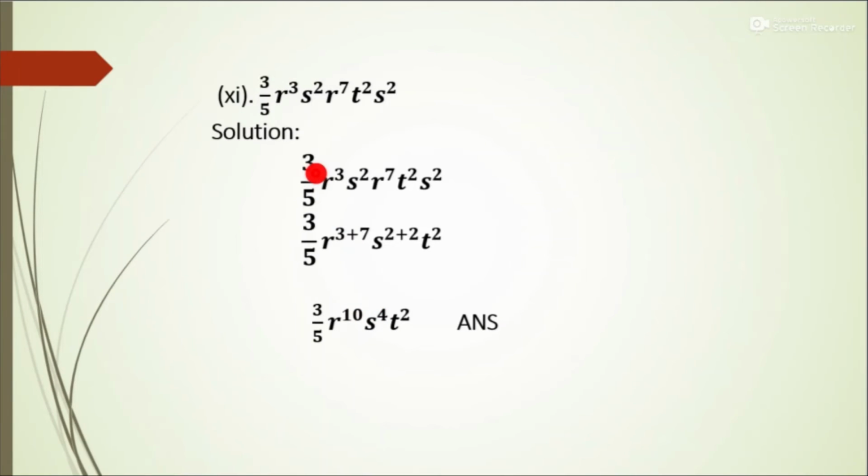And question number 11, 3 upon 5 R3 S2, R7 T2 and S2. Now first of all we write the same bases. We write the powers of these same bases: R3 and R7, S2 and S2 are the same, T2 and T2 is single and there is no other same base of T, so we write it as it is, T. And 3 plus 7 is 10, and 2 plus 2 is 4, and T power 2. This is the simplified form of this question.